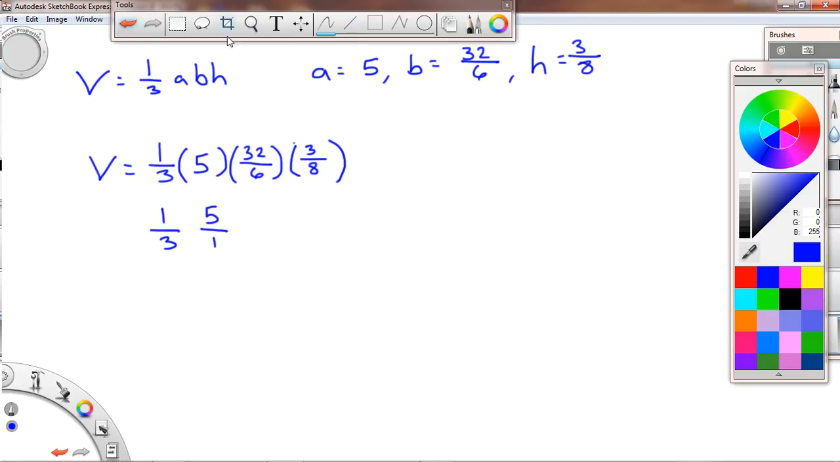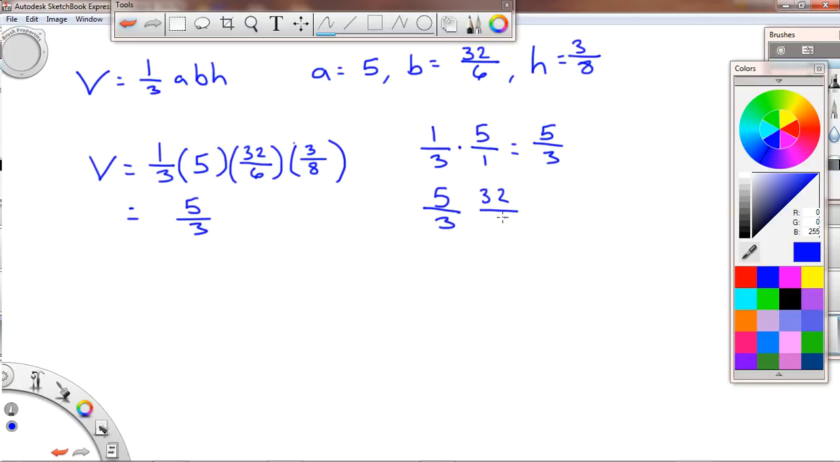Actually, I'm going to take this. I could do it right here. No, if I put equal signs, I want to have this over here. So 1/3 times 5 over 1 is 5/3. Okay, so our problem becomes these two: 1/3 times 5 became 5/3. And now we're going to multiply 5/3 times 32 over 6.